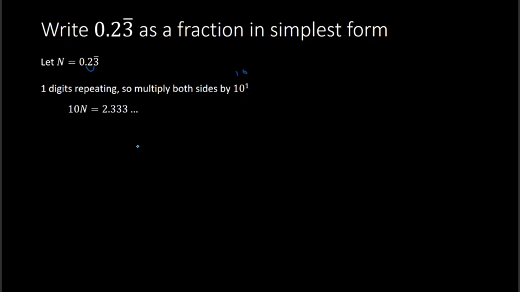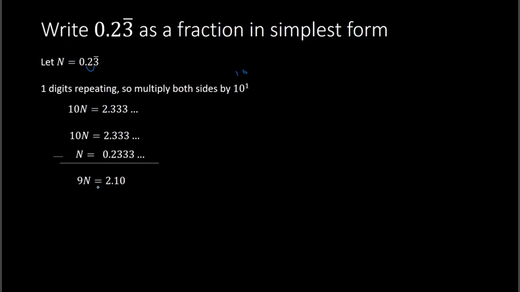So from here, we're going to take our two equations, 10n equals 2.3 repeating, minus n, which equals 0.233 repeating. So we subtract those two. So on the left side, 10n minus 1n gives me 9n. On the right side, I subtract, and notice that the 3's will cancel, give me 0, 0, 0, and then here 3 minus 2 is 1, and then 2 minus 0 is 2. So this subtracts to become 2.10.